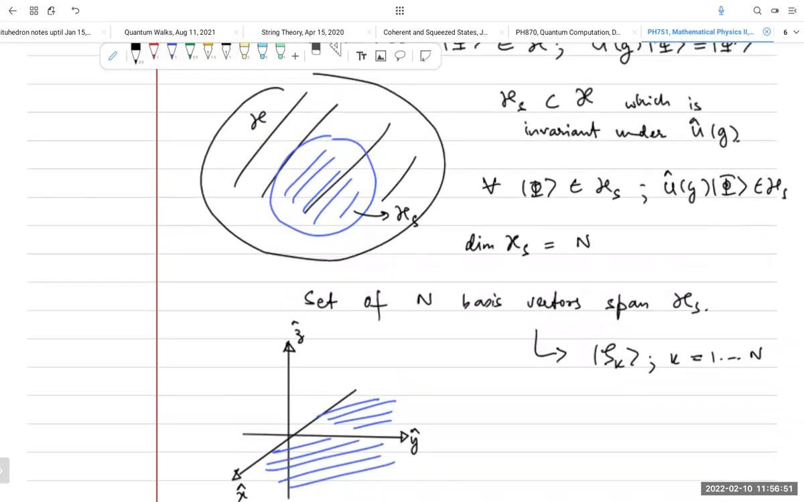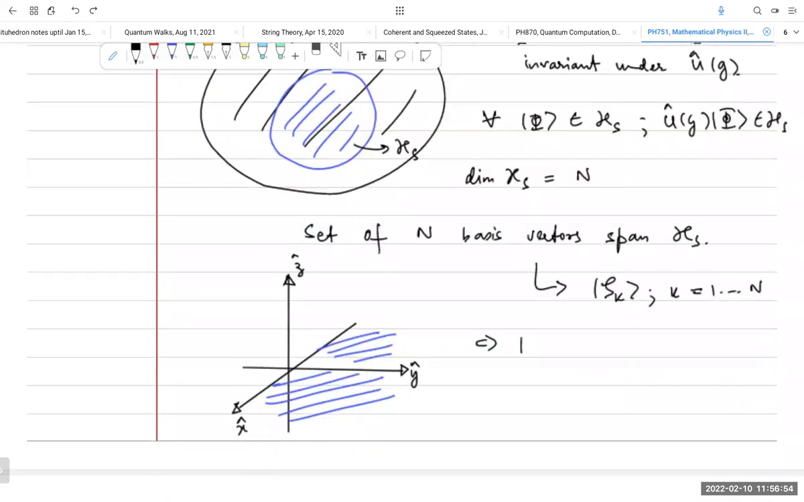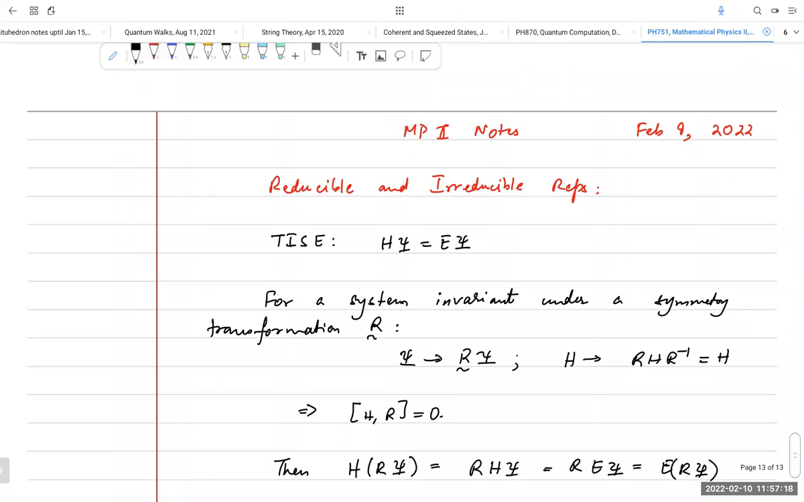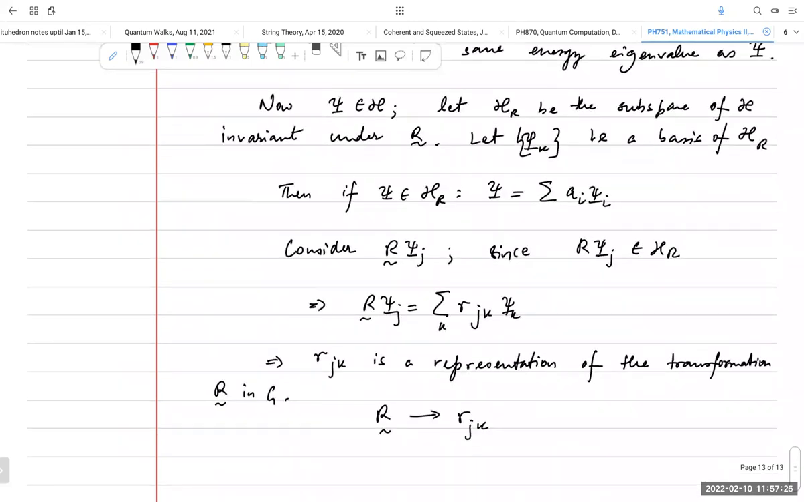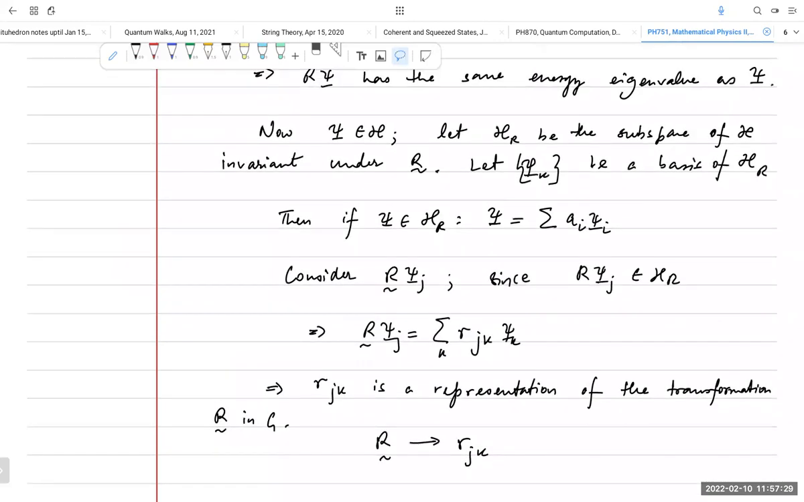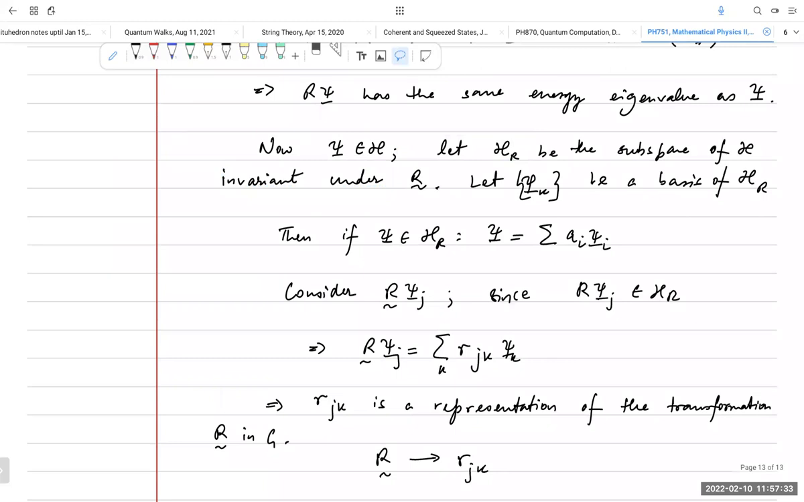Then this eigenstate psi that I had previously can be written as a superposition of these zetas, with i from 1 to N. Let me quickly refer to my notes. We have psi belongs to H. Let H of R be the subspace of H which is invariant under R. Let psi of k be a basis of H of R. So we can write any state as a superposition of this basis.